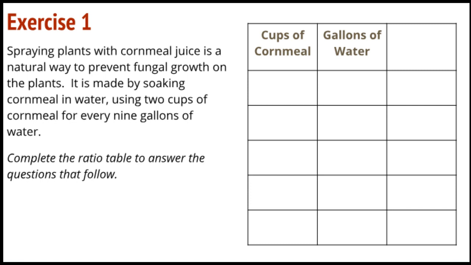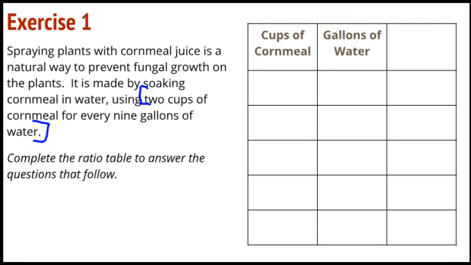All right, exercise 1. So spraying plants with cornmeal juice is a natural way to prevent fungal growth on the plants. We make cornmeal juice by soaking cornmeal in water. And this is a mixture. We are going to use 2 cups of cornmeal for every 9 gallons of water. So this would be a time when, if we try to total here, we're adding cups and gallons. I can't just add these numbers together and say that I've got cup gallons.